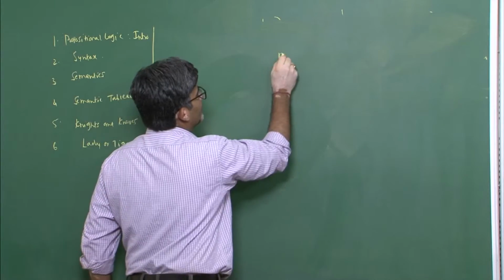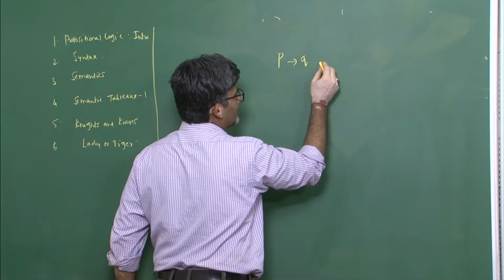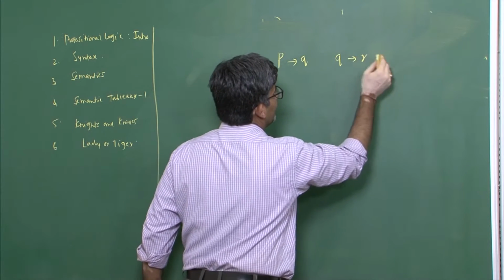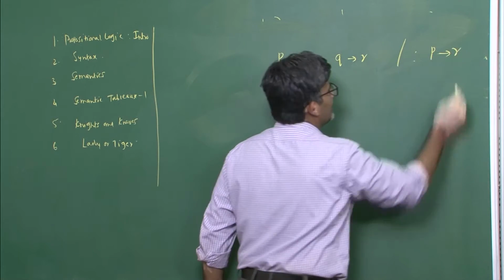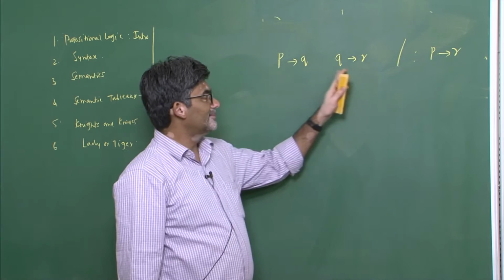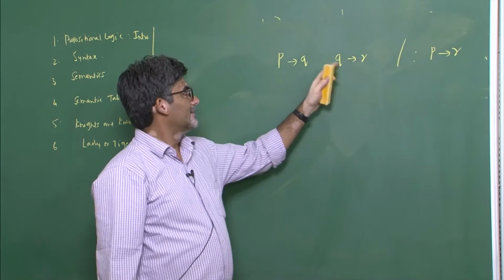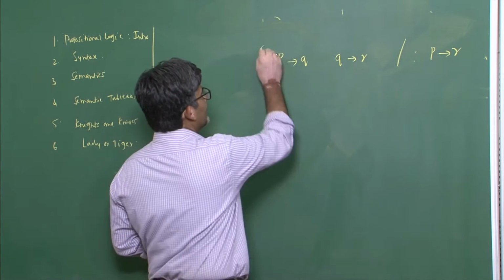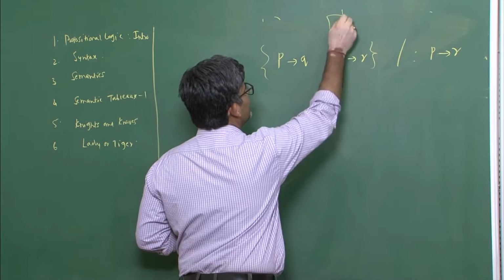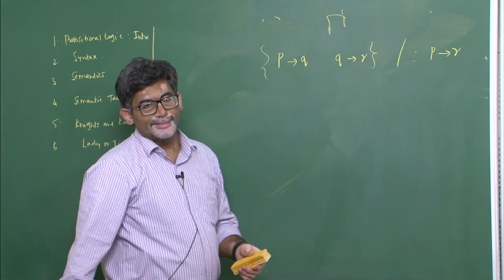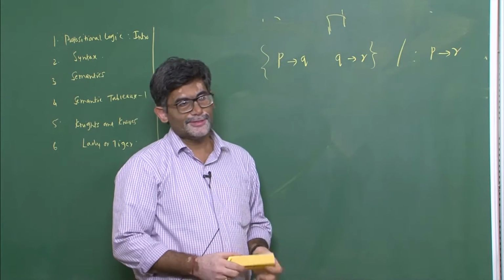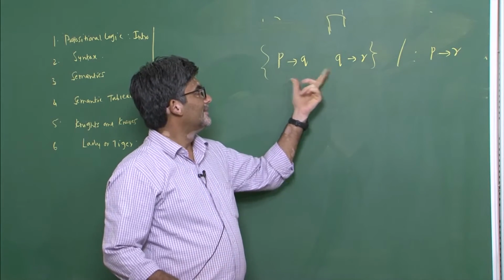So now, assuming you have some formulas like this, you want to check whether P implies R follows from these two formulas or not. These are the set of formulas that we have, which is considered to be gamma. From that, does P implies R follow or not? So we want to test whether P implies R is a consequence of these two.